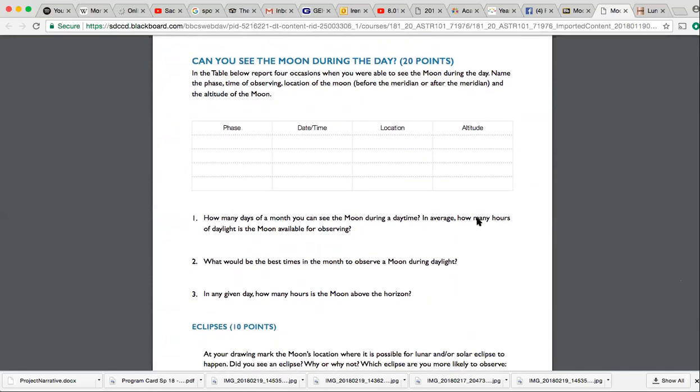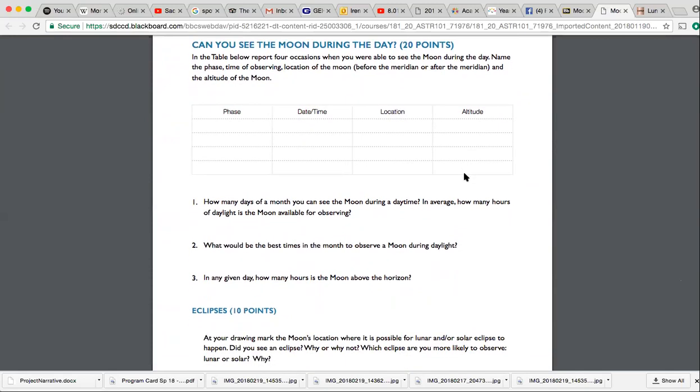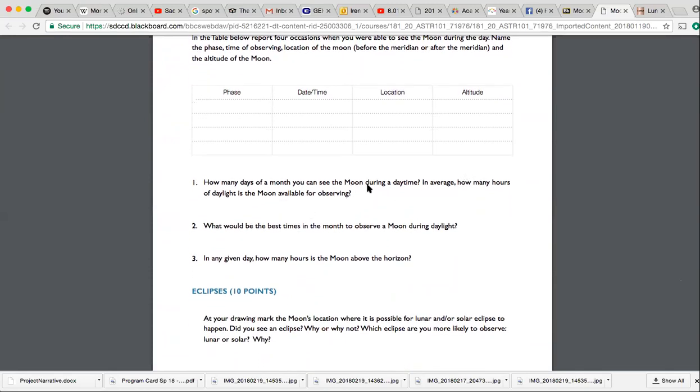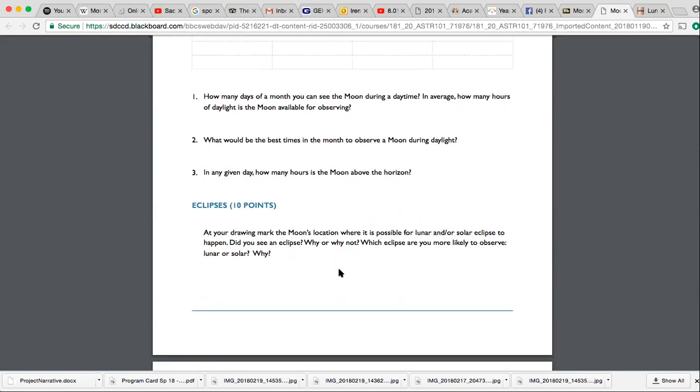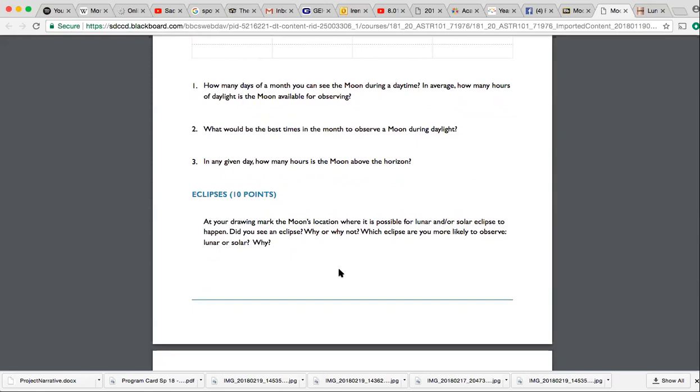Is the altitude like the degree? The altitude is actually like the height above the horizon. How high is it above the horizon? Ah, okay. Yeah, and then you have, as you can see, you should answer these questions towards the end of your project, but you can maybe just pay attention to some of these facts so that it's easier for you to then summarize that when you're done.